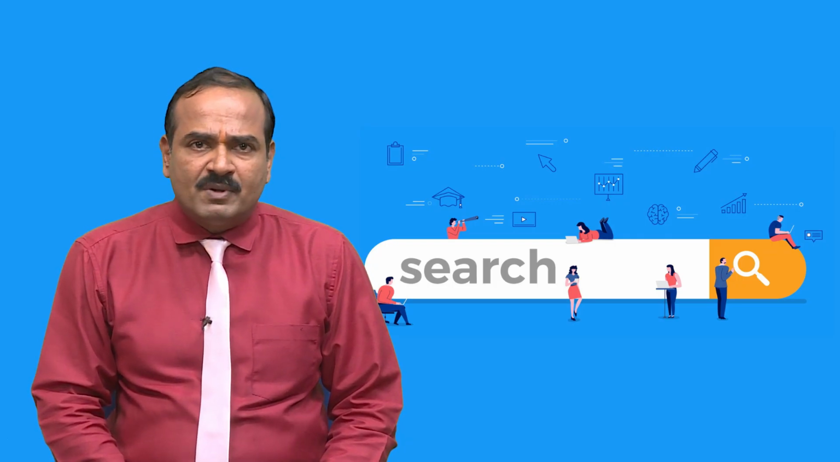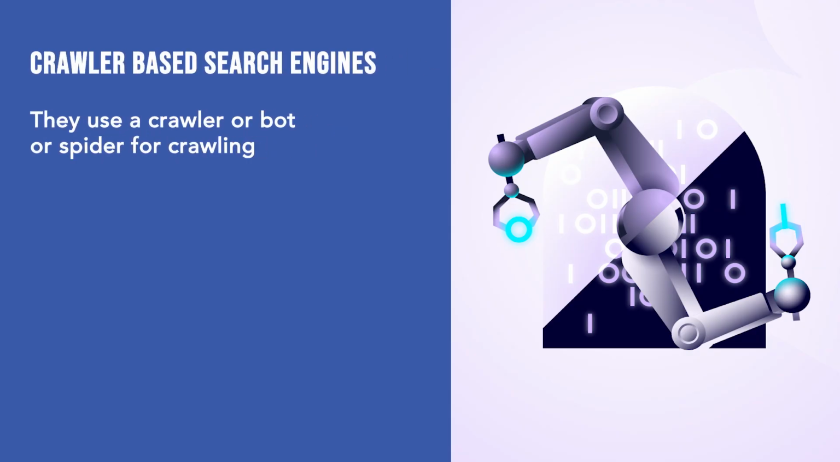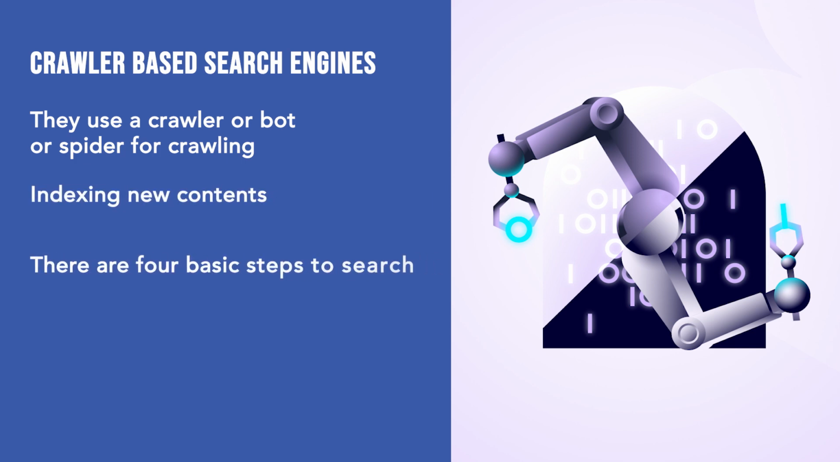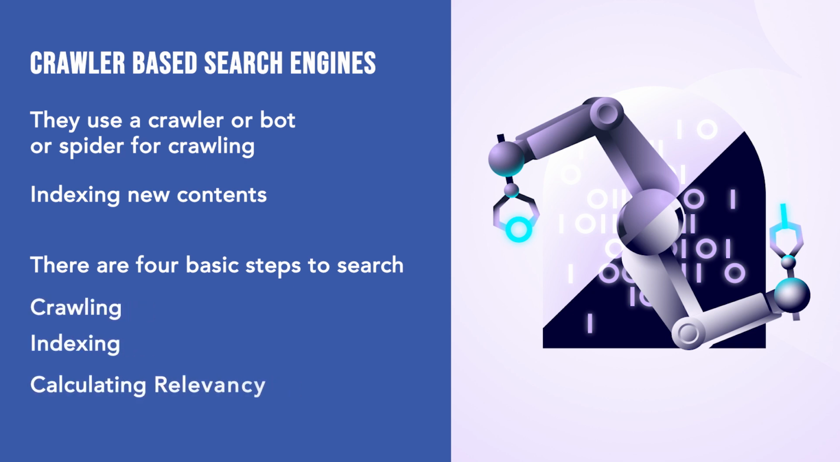The first one is the crawler based search engine. All crawler based search engines use a crawler or bot or a spider for crawling and indexing new content to the search database. There are four basic steps every crawler based search engine follows before displaying any site in the search result: crawling, indexing, calculating relevancy and retrieving the result.